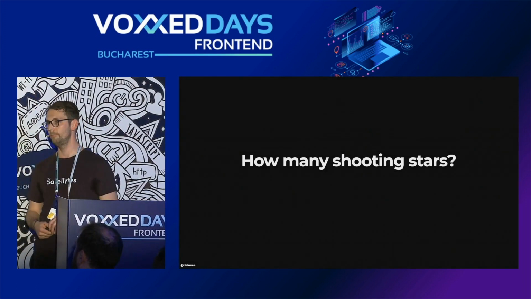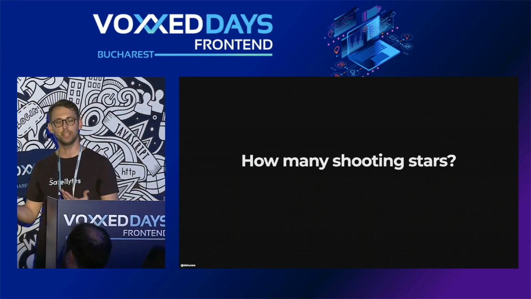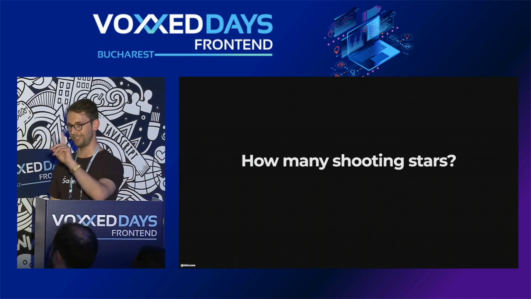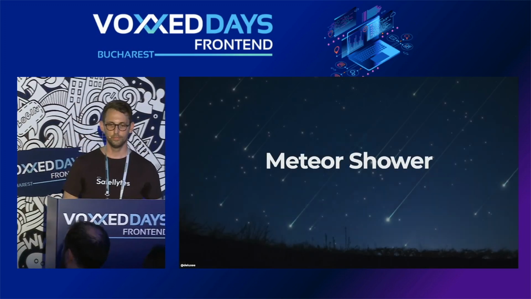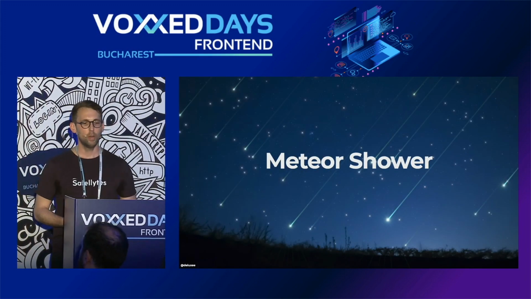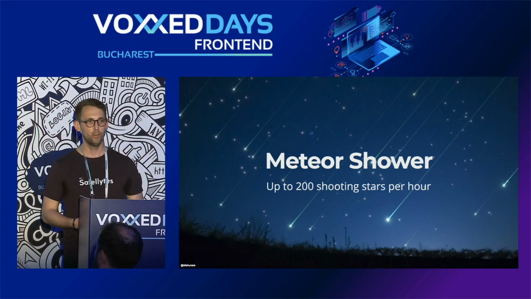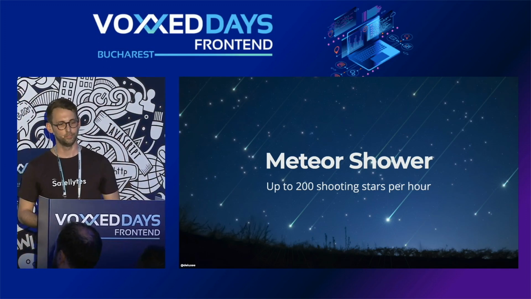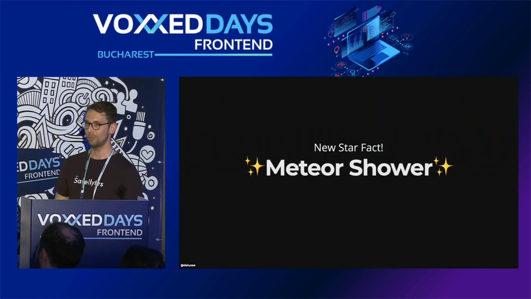But there's a question missing again. How many shooting stars are actually happening in the sky? During a usual night and outside of a city, you can observe up to 6 shooting stars. But during a meteor shower, you can observe up to 200 shooting stars per hour. So it's worth waiting for a meteor shower and maybe trying to sit outside and look into the sky. We have a new star fact, meteor shower.